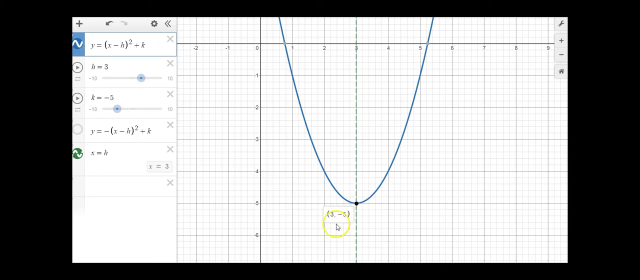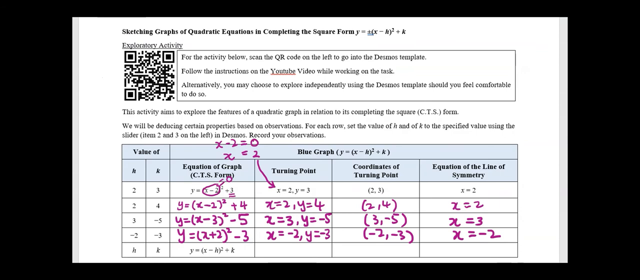The x-coordinate of the turning point is x equals 3, and the y-coordinate of the turning point is y equals -5, and the line of symmetry is at x equals 3. So that gives us the third row over here. So it seems quite consistent that the x-coordinate of the turning point follows the value of h, and the y-coordinate of the turning point follows the value of k.